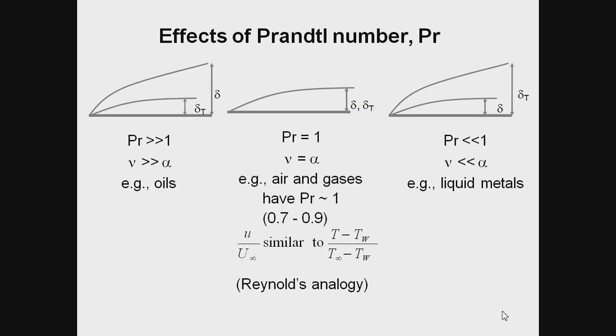As shown in the figure, the effect of Prandtl number is shown. When the Prandtl number is more than 1, we can easily see that the thermal boundary layer lies within the hydrodynamic boundary layer. It happens in the case of oil. Similarly, in case of air and gases, the Prandtl number is 1. It means both the thermal boundary layer and hydrodynamic boundary layer thicknesses are the same. But in case of liquid metals, the hydrodynamic boundary layer is contained within the thermal boundary layer. In this case, Prandtl number is much less than 1.